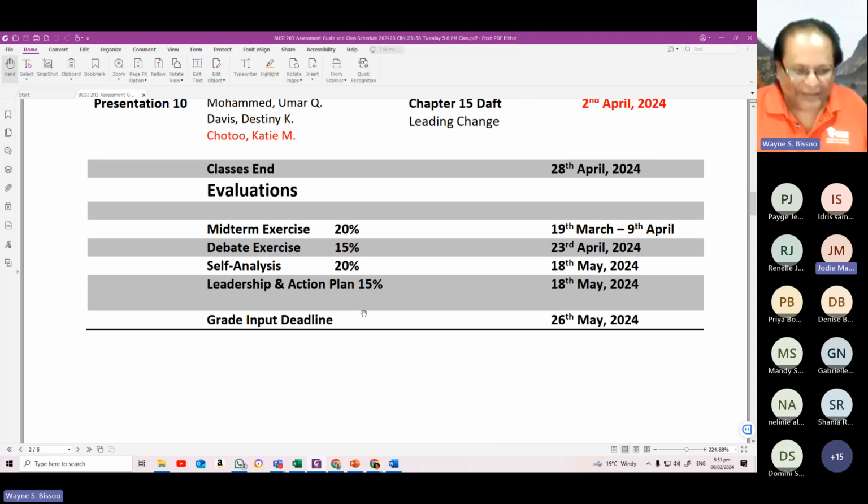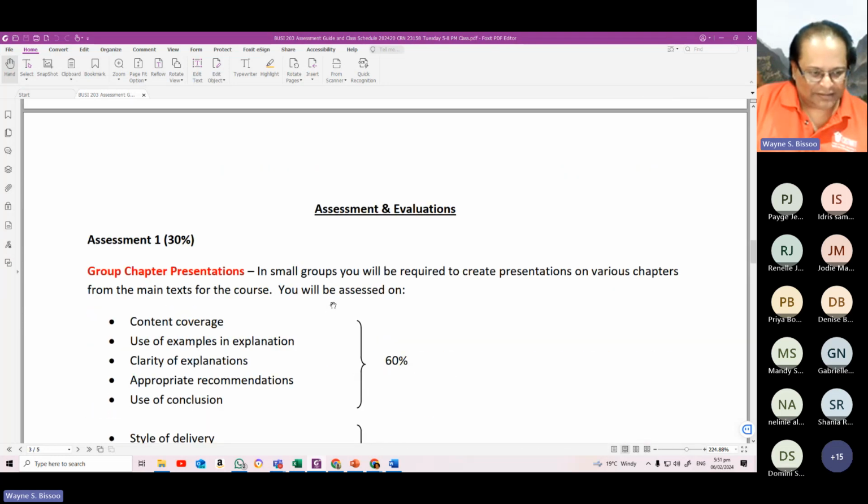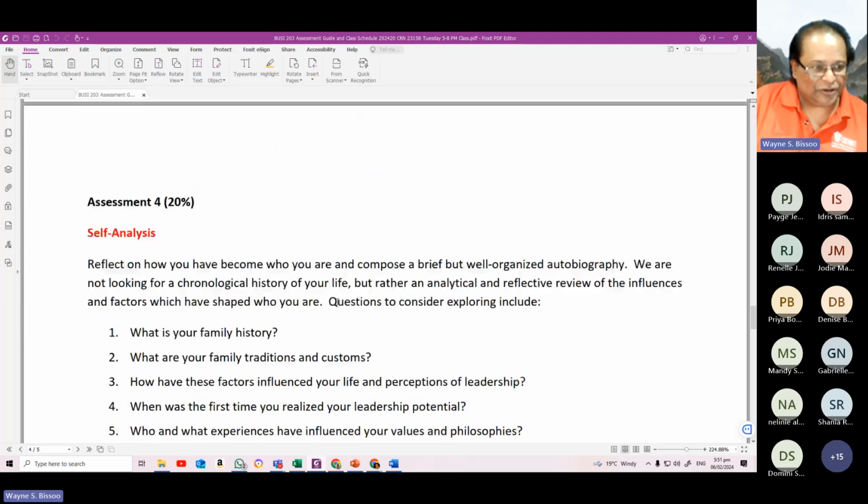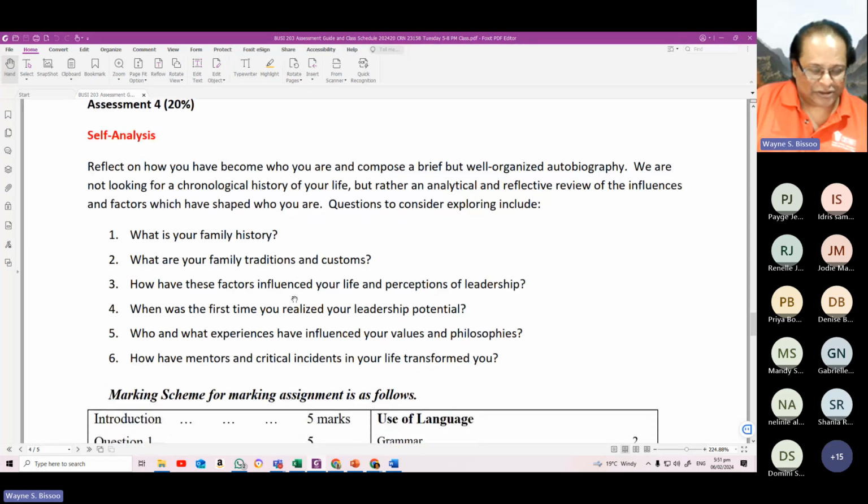The self-analysis is a separate exercise from the leadership action plan. The leadership action plan is also a form of final reflections, whereas the self-analysis is, let me show you the document, this is the self-analysis instructions. It's sort of like your own personal autobiography where you're trying to work out why you are the way you are today.